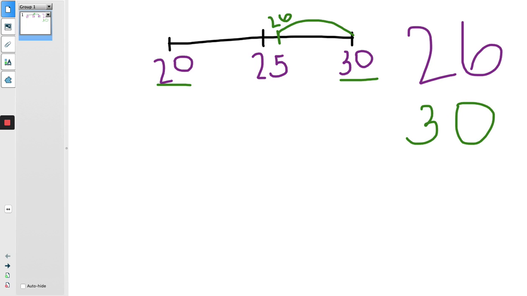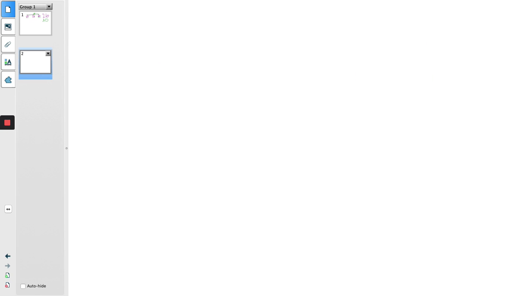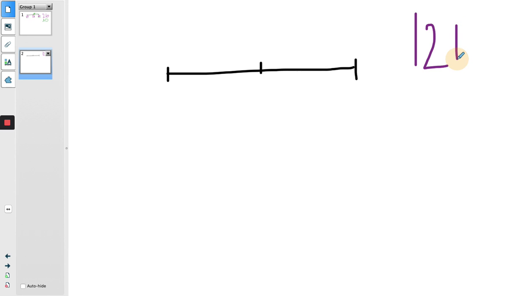Now, let's try another number. Let's try rounding to our nearest hundred. So I'm still going to make my number line with my 3 spots. And our number for the nearest hundred is going to be 121. So now I have to think of the 2 hundreds that 121 is between. So I know it is between 100 and 200.